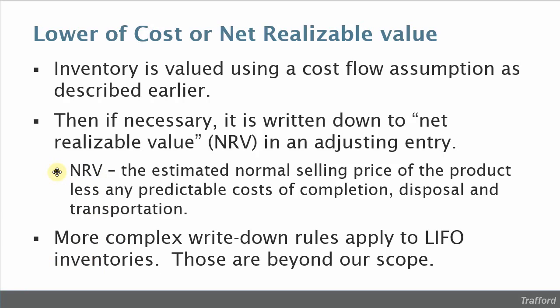So what a company wants to report on their balance sheet is inventory at cost, or if net realizable value is lower, they're going to report their inventory under net realizable value. And when net realizable value is lower, the company will need to do an adjusting entry. Now there's actually some more complex rules that apply when a company is using LIFO inventories. We're not going to talk about those here. The general rule for other inventory costing methods is just this lower of cost or net realizable value rule.